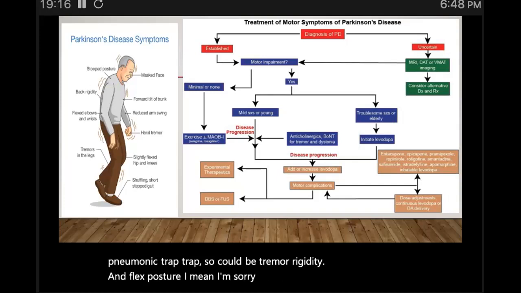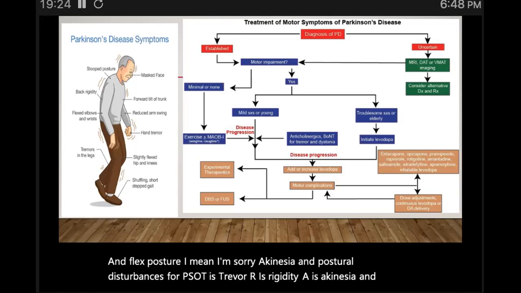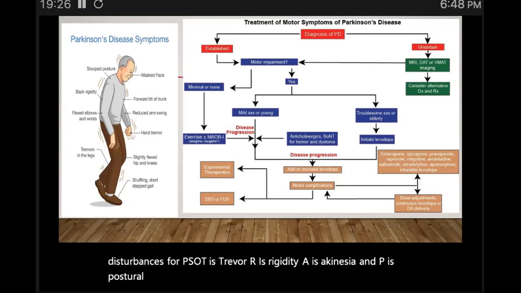Akinesia and postural disturbances for P. So T is tremor, R is rigidity, A is akinesia, and P is postural disturbances. And that mnemonic TRAP, T-R-A-P, are the major manifestations of Parkinson's. So try to remember that.